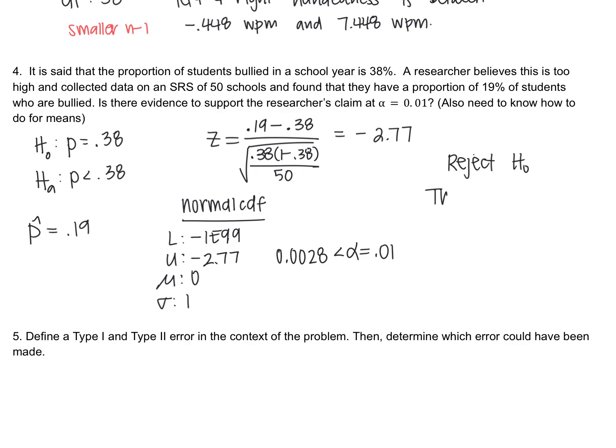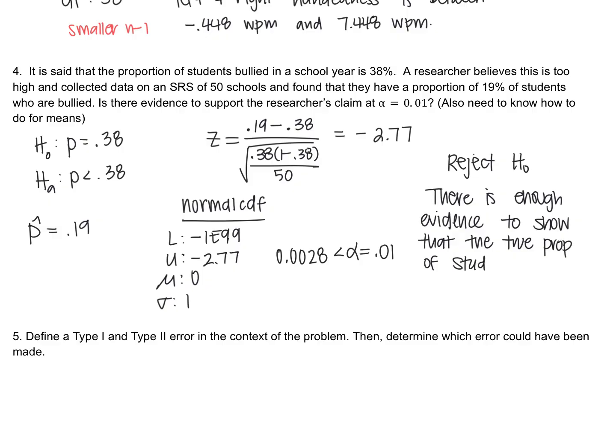So for our sentence, that would mean there is enough evidence to show that the true proportion of students bullied is less than 38%. So again, your sentence has to state the conclusion in the context of the problem.